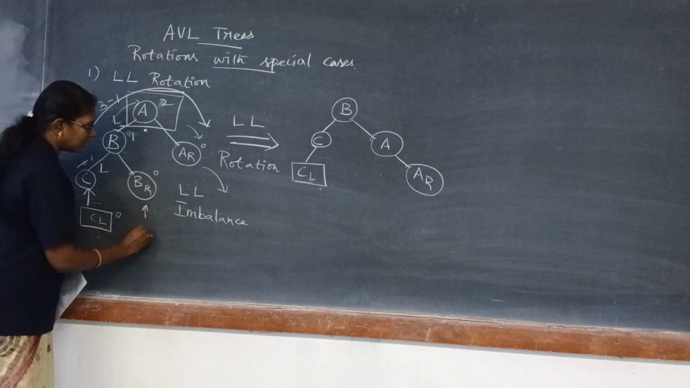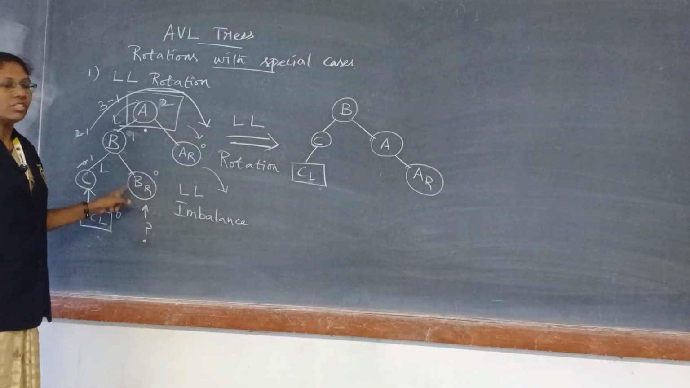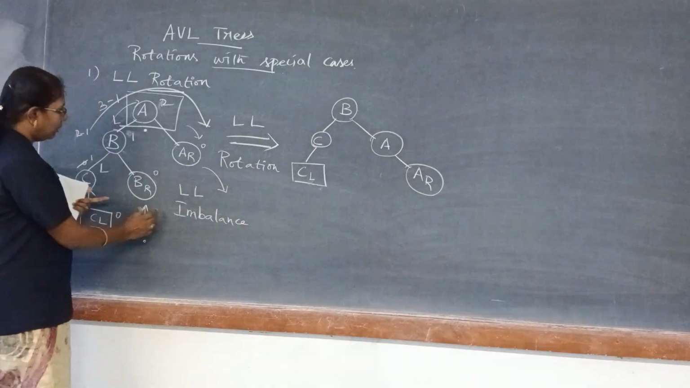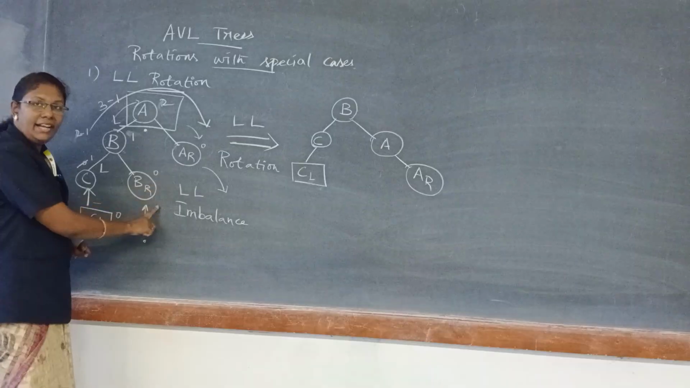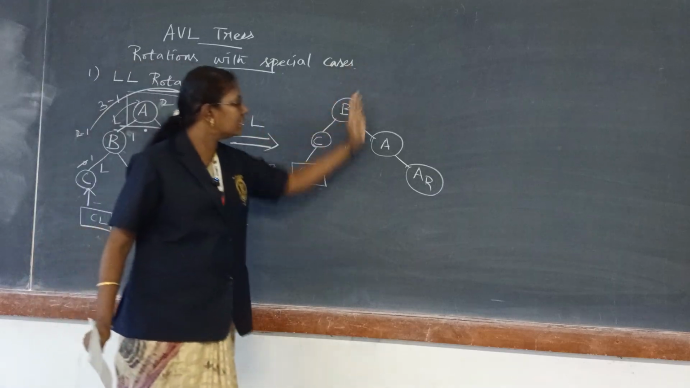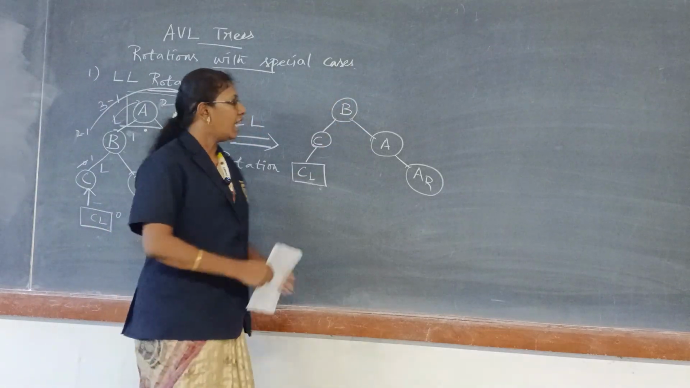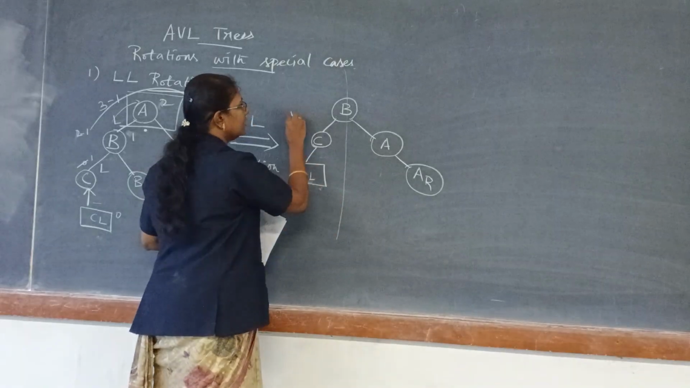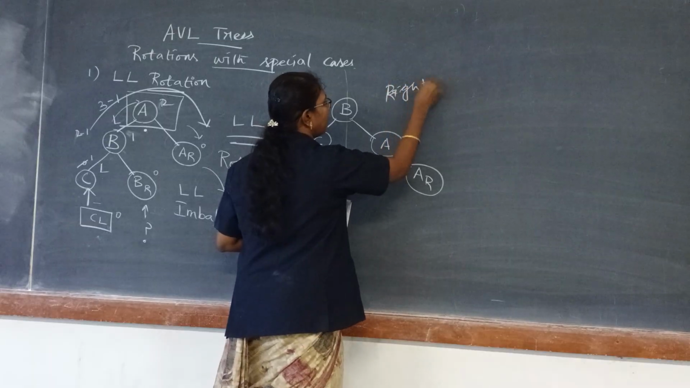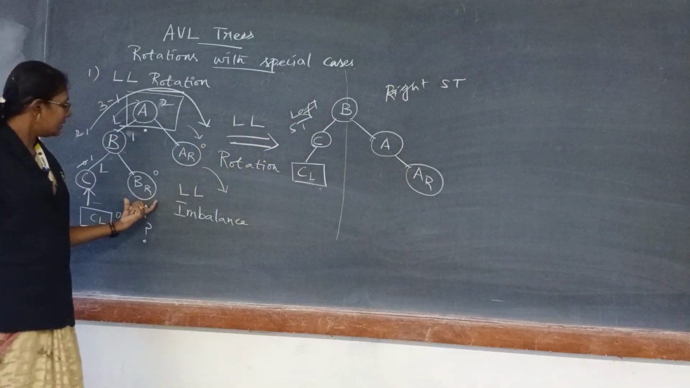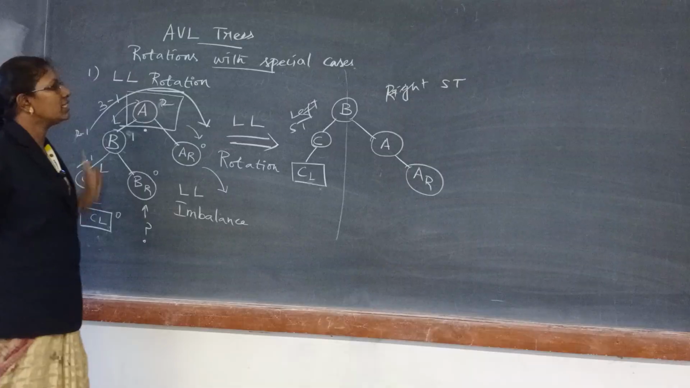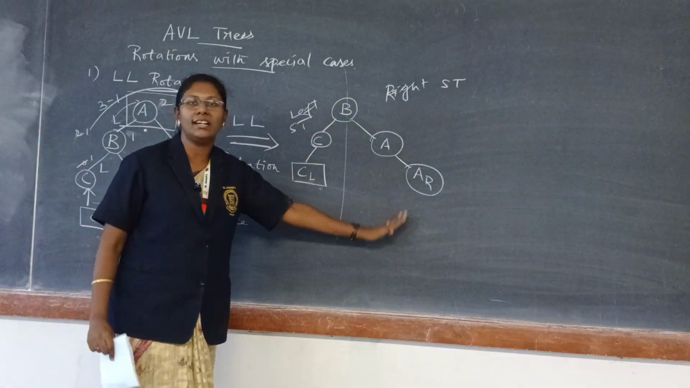And what about this right child of BR? So this is the special case we are going to learn here. Here this node is the right child of B, so it must come towards the right of this resultant tree structure. That means this is the center point, this is the left subtree and this is the right subtree. This particular node is the right child of B, so it must come to the right side of this resultant tree only.